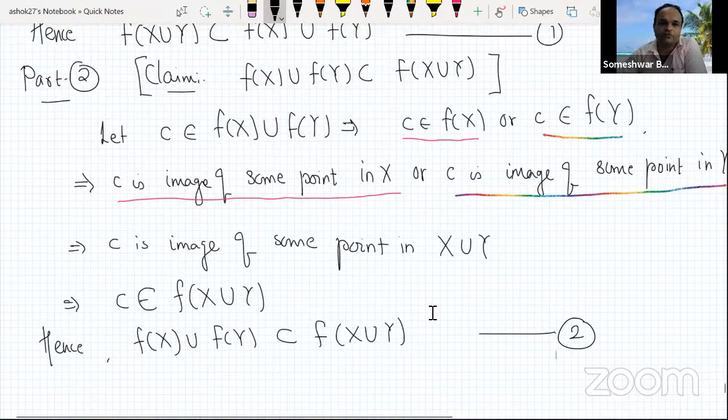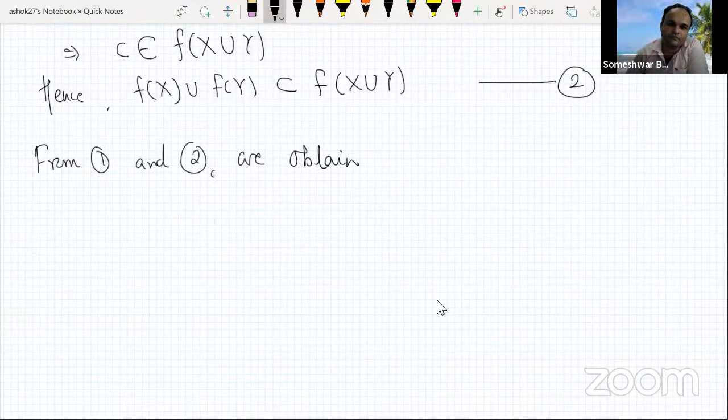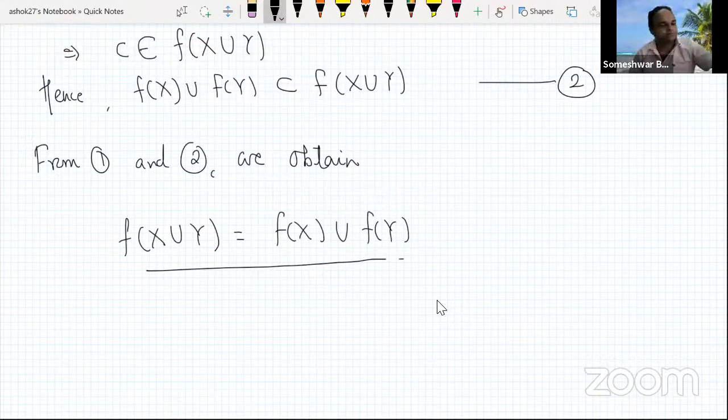So from 1 and 2, we obtain that f of x union y is the same as f of x union f of y, which is the proof of this theorem. The next theorem we'll see in the next lecture. So we'll stop here.